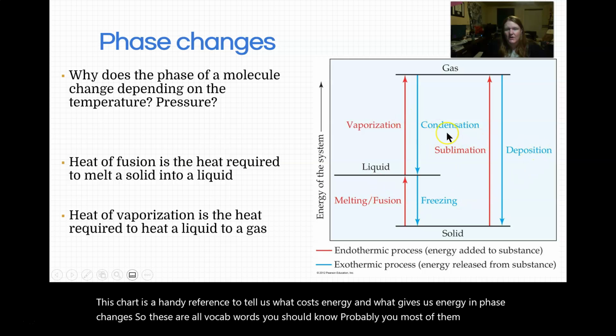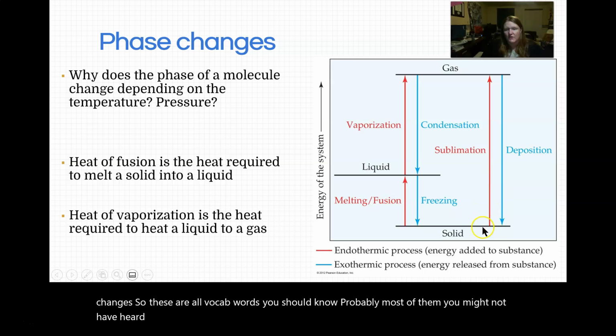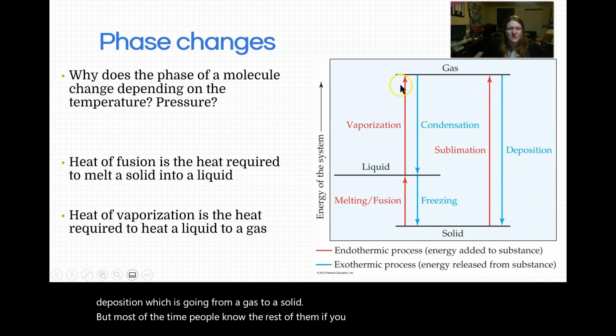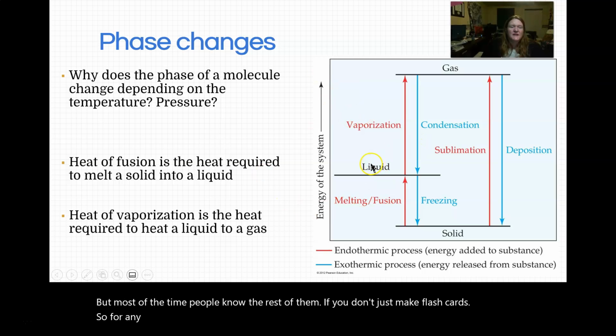You might not have heard of sublimation, which is going from a solid to a gas. And you might not have heard of deposition, which is going from a gas to a solid. But most of the time people know the rest of them. If you don't, just make flashcards. So for any given material, the amount of heat required to go from the liquid phase to the gas phase is called the heat of vaporization.